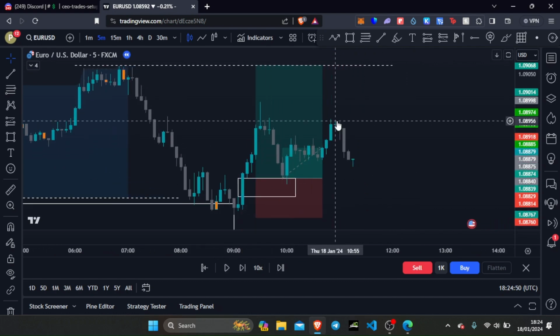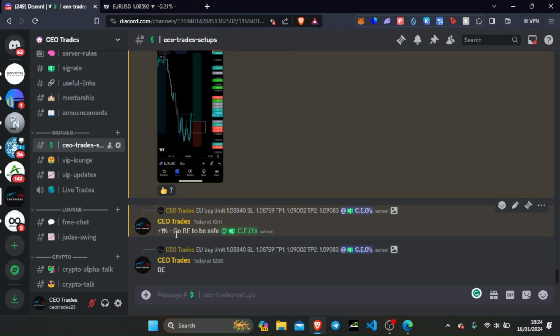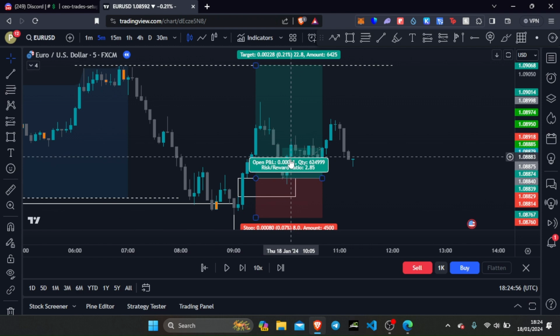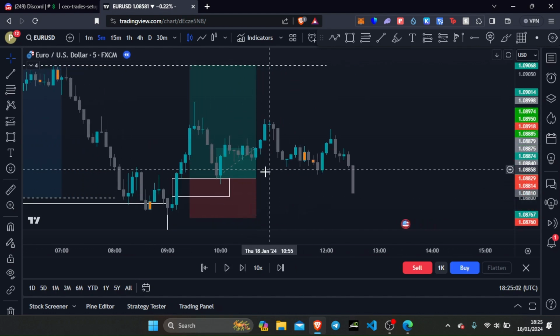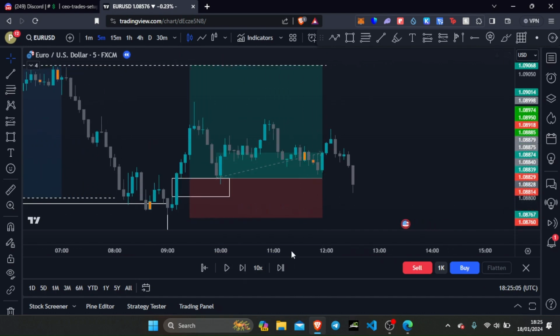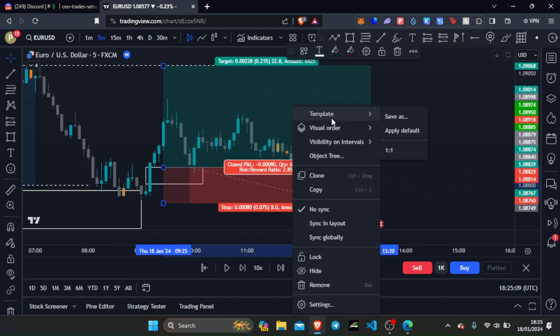We get this beautiful push up, and this is the time when we were 1% up, and I said to everyone, go break even to be safe, because I didn't like this sort of chop that was going on here. And from there, we can see that price came back, took us out at break even right here, just there. And then from then, price just collapsed.